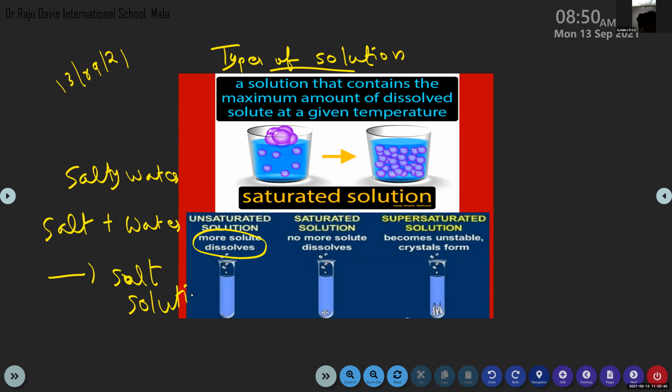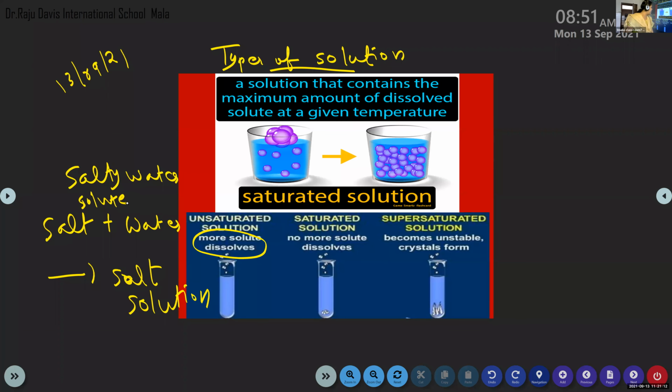Ayman, can you identify which is known as solute in these three things? Water. Water is the solute. No, ma'am. What is solute? Salt. Salt is the solute. Why? The material substance which dissolves in water. The substance which dissolves in water is known as solute.